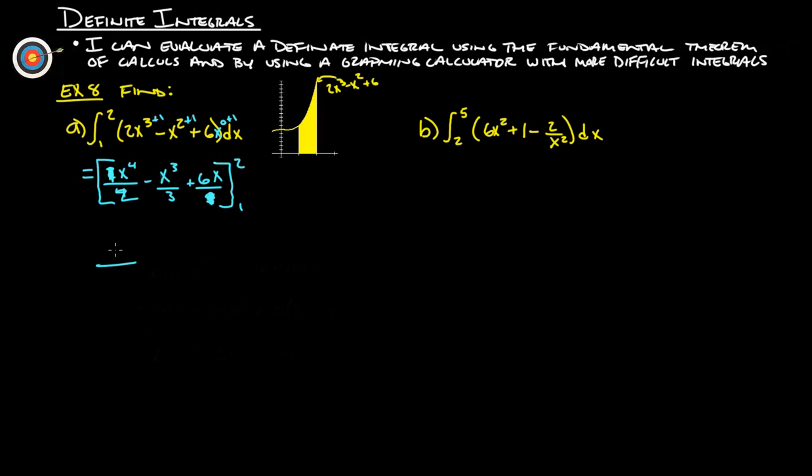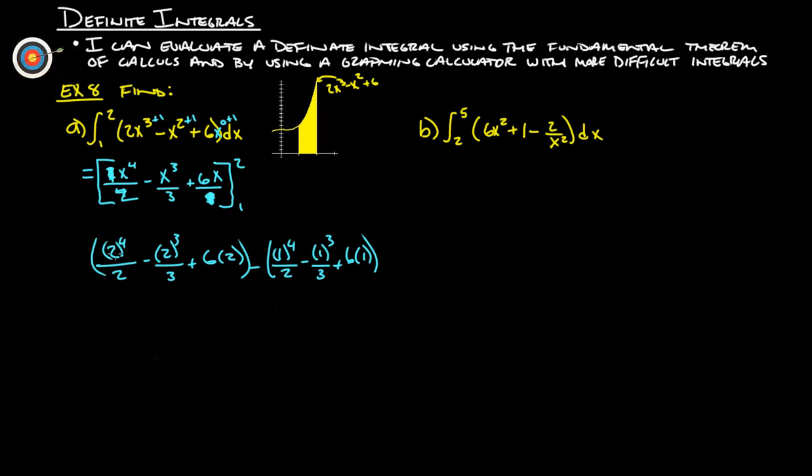So we have 2 to the 4th over 2 minus 2 to the 3rd over 3 plus 6 times 2. Take all of that, and then we're going to subtract. Same thing with the 1 in there, right? So we're going to do 1 to the 4th over 2 minus 1 to the 3rd over 3 plus 6 times 1.